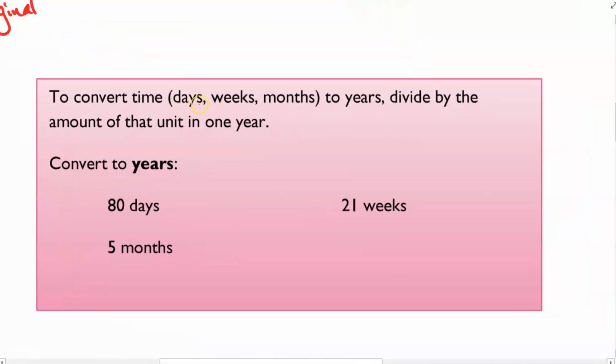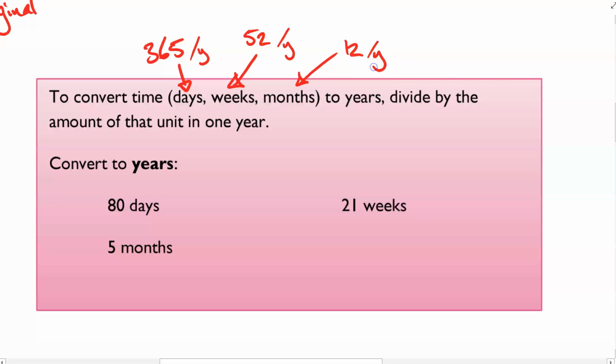So to convert time, sometimes it's days, weeks, or months, to years, you want to divide by the amount of that unit in 1 year. So for instance, with days, let's just review it. There are 365 days in a year. Weeks, there are 52 weeks in a year. And months, there are 12 months per year.